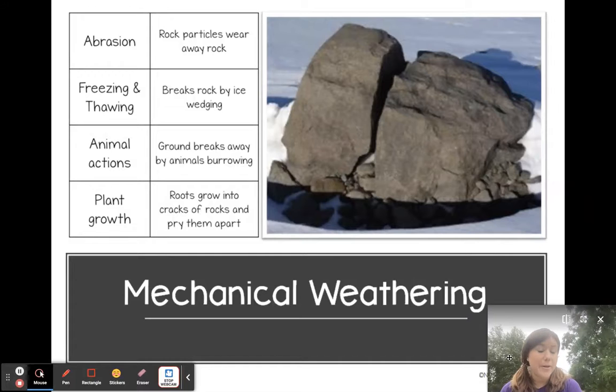But we can also get animal action that causes weathering. Any sort of burrows can cause weathering, and plant growth can cause weathering as well. Plant roots in the ground really can break up rocks. We've seen that happen in sidewalks all the time with tree roots. So that's a common form of weathering as well.